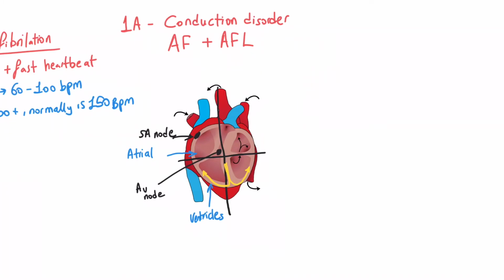So with AF, the electrical activity is mostly around the upper chamber. It's kind of wiggling around here, then it goes to the other side, then the signal comes back, then it wiggles a little bit around here. So it's basically a mess. Obviously this causes the blood flow to not be very good, and that is why you have AF.